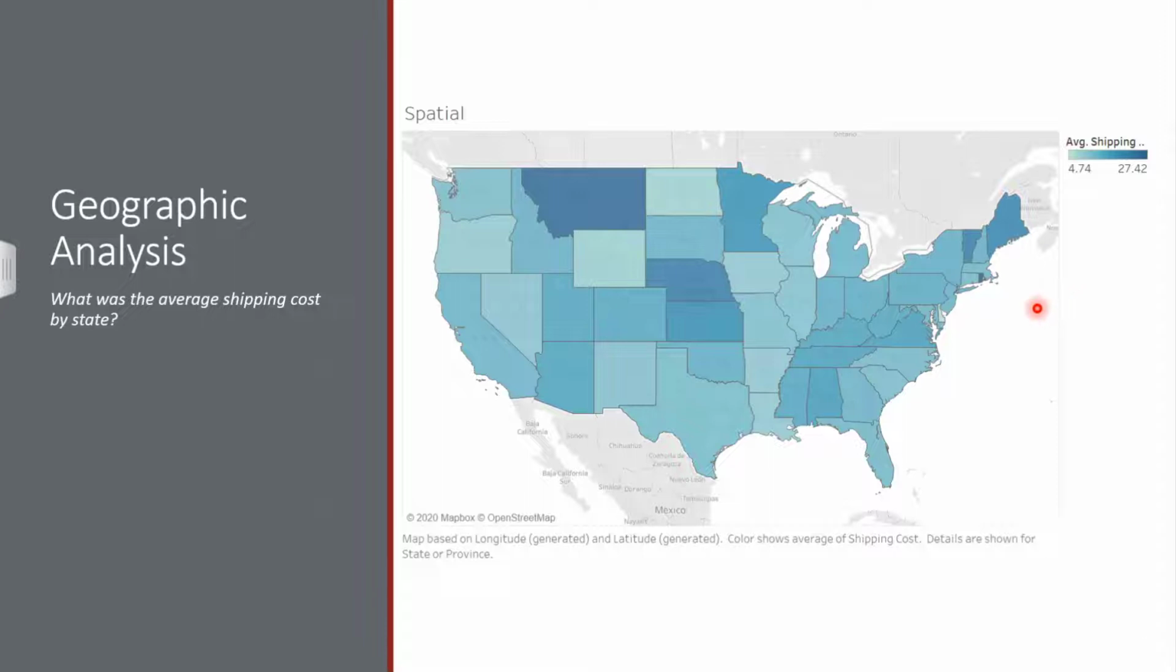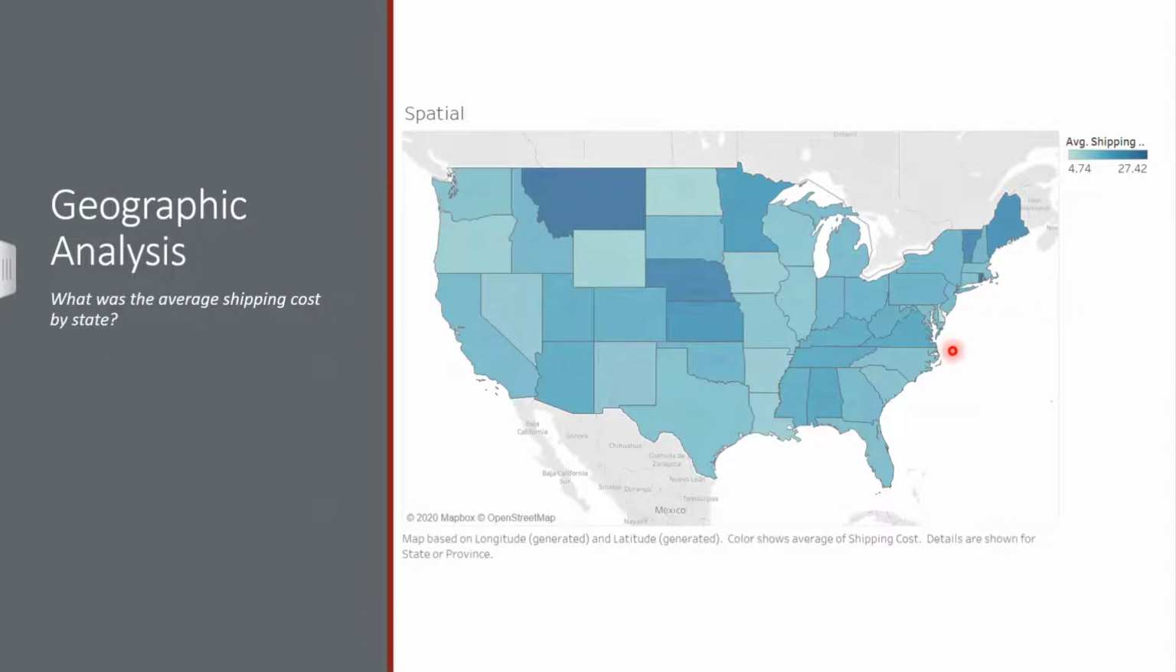Which states cost the most to ship items to? It's the average shipping cost, and each of the 50 states has a shipping cost associated with it. I had the states colored in on a relative basis. It looks like the lightest state is probably North Dakota or Wyoming, and the darkest state looks almost certainly like Montana or possibly Rhode Island down here.